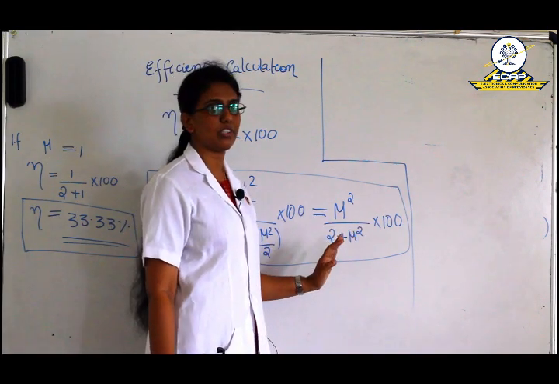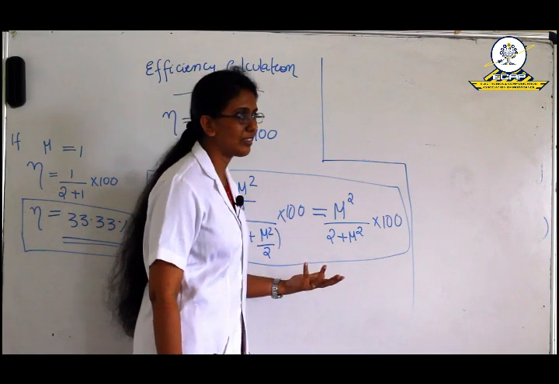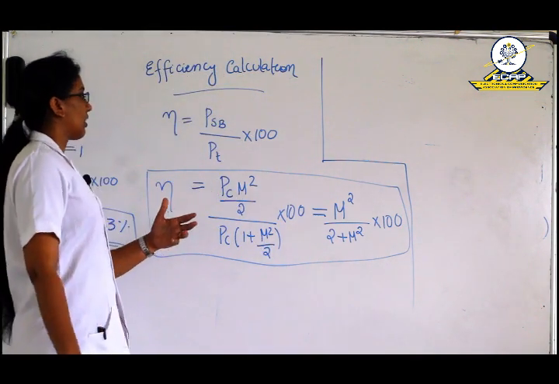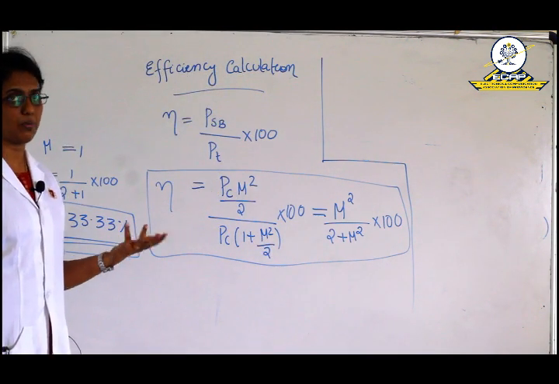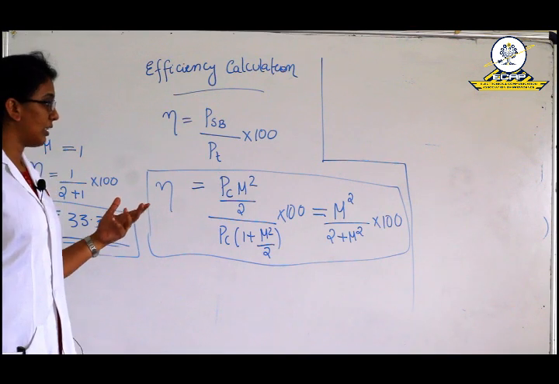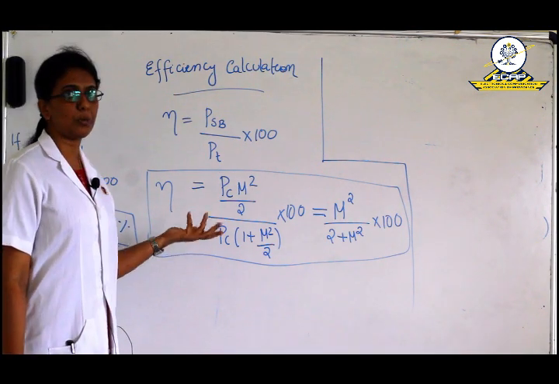This is a very important equation because in some cases there are direct questions like compute the efficiency of AM modulated signal with modulation index 0.5 or 0.6.